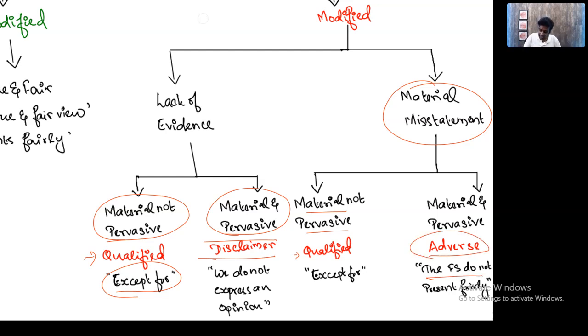We will say clearly that the FS do not present fairly. It's equal to saying everything is wrong in this particular transaction, because the FS does not present fairly. Why? Because there is a material and pervasive issue. So you can say the common words between lack of evidence and material misstatement under modified opinion are material and pervasive. What does material mean?